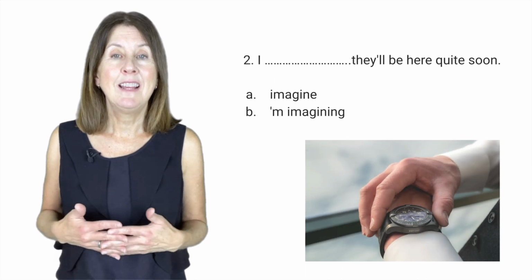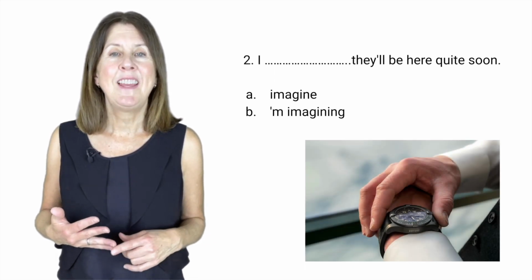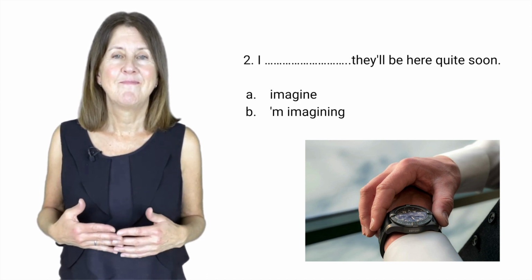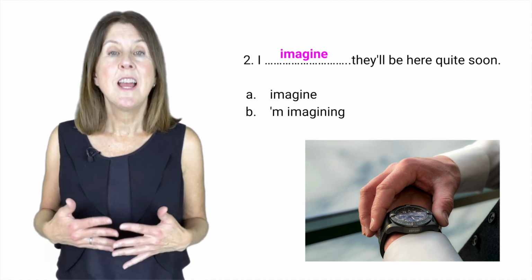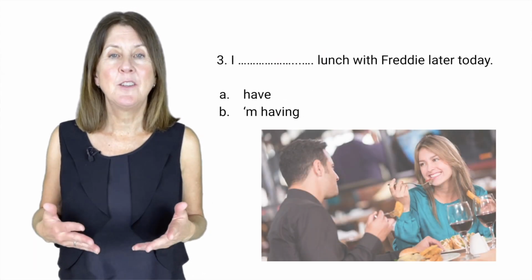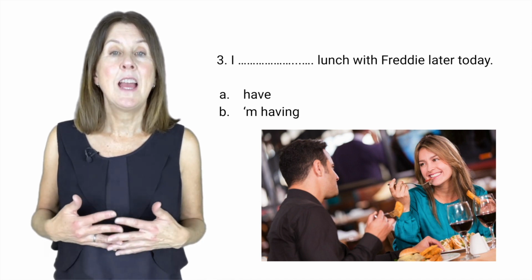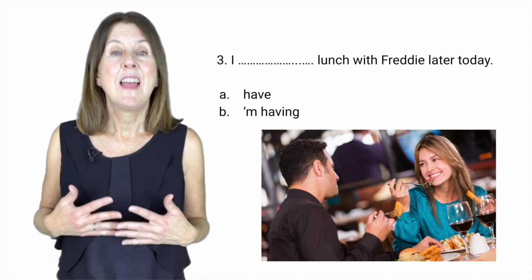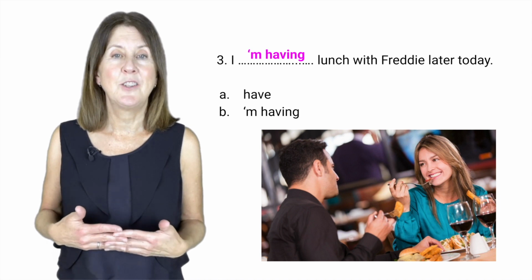2. I blank, they'll be here quite soon. A, imagine, B, I'm imagining. Imagine, again, a stative verb is required as it's expressing an opinion. 3. I blank lunch with Freddie later today. A, have, B, am having. Am having, as this is describing the action of having lunch.